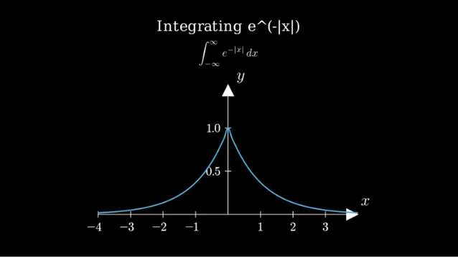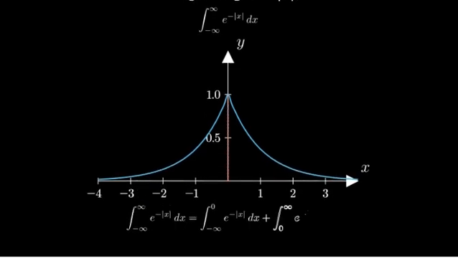To solve this integral, we need to split it into two parts because of the absolute value function. We'll split the integral at x equals 0, where the absolute value function changes its behavior.